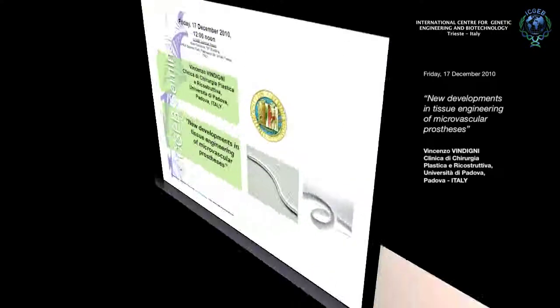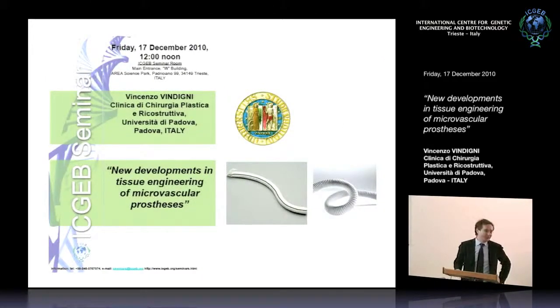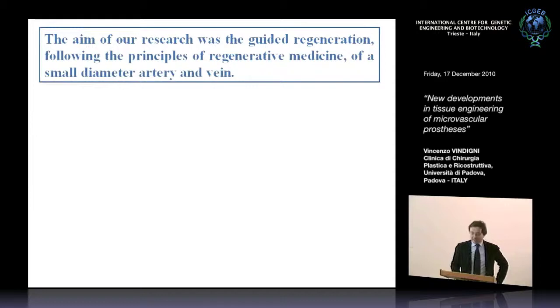Here I explain our experience in the field of tissue engineering. As a plastic surgeon, I mainly spend my research to study possible surgical applications of tissue engineering, mainly skin and vascular tissue engineering. And here I speak about microvascular tissue engineering, and in particular the possibility to create a microvascular prosthesis. Then our aim is the possibility to regenerate a small diameter artery and vein using the main principles of regenerative medicine.